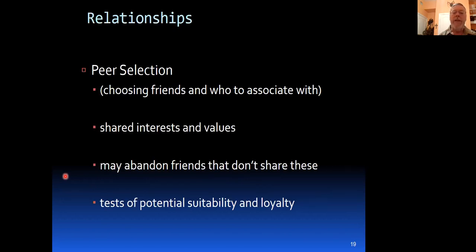And looking at peer selection, choosing who one's going to have as friends and who one wants to associate with, like other age groups, adolescents tend to choose people who share their interests, share their values. Adolescents, however, may simply abandon friends that change their interests or values and no longer share them. And so they might just dump those friends that are now different from them. In some cases, selecting associates may involve tests of potential suitability and loyalty. And here, think of gang initiations where the person desiring to join that gang might have to commit some crime in order to be part of that group. And so not always a good thing.